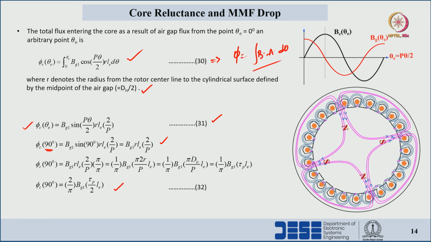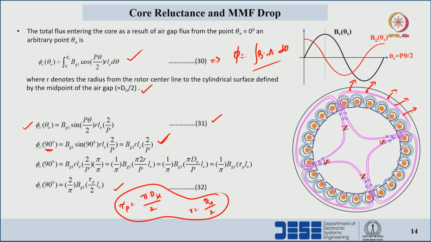If we rearrange the terms and write them in terms of the pole pitch, tau P, that is pi into Dis by 2, and r equals Dis by 2, then rewriting the flux in the core at 90 degrees, we get this equation. Here we have to find the flux at the different parts of the core, and then we will calculate the flux densities at the different parts of the core, followed by the field intensity at the different parts of the core.